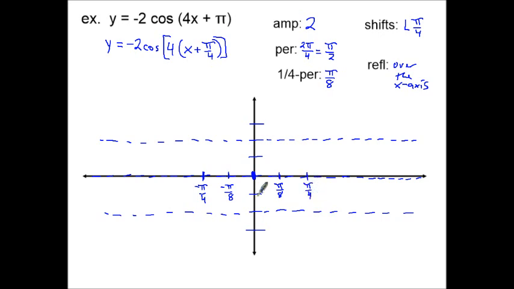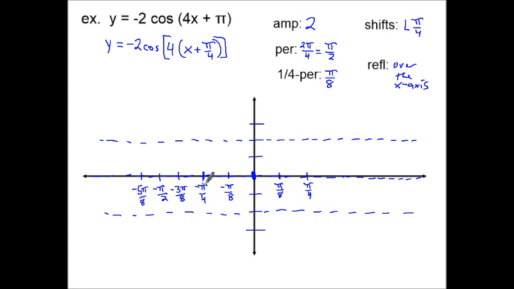Now notice that's 4 chunks, so that's 1 period to the right now. So I need to go a period to the left. Subtracting a pi over 8 is going to give me negative 1 pi over 8, negative 2 pi over 8, and then this is negative 3 pi over 8. One more step gets me to negative 4 pi over 8, but that reduces to negative pi over 2. One more step gives me negative 5 pi over 8, which doesn't reduce.